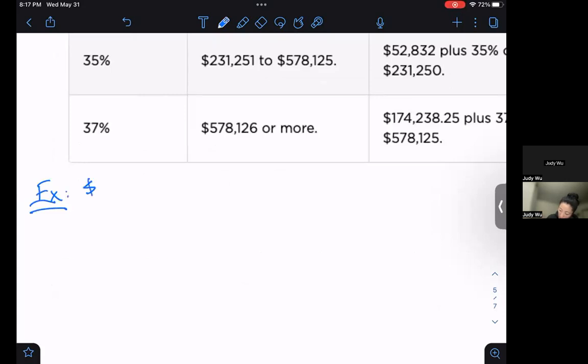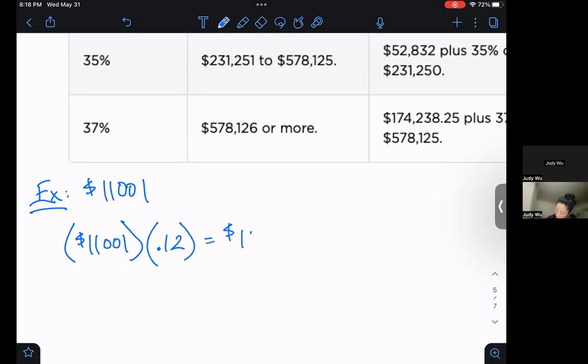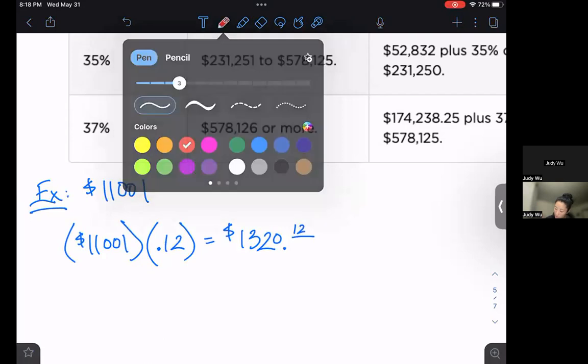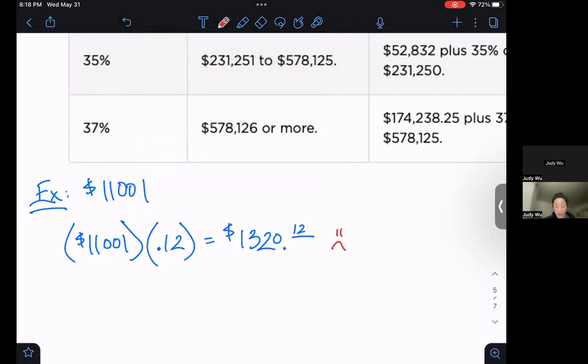Let's say that you make $11,001. Okay. So what I thought was that you would take your income and you would multiply all of it by 0.12 to find 12%. And that ultimately I would owe the federal government, let's get the numbers right, I would owe the federal government $1,320.12. Okay. Now it turns out that this is the wrong way of thinking.